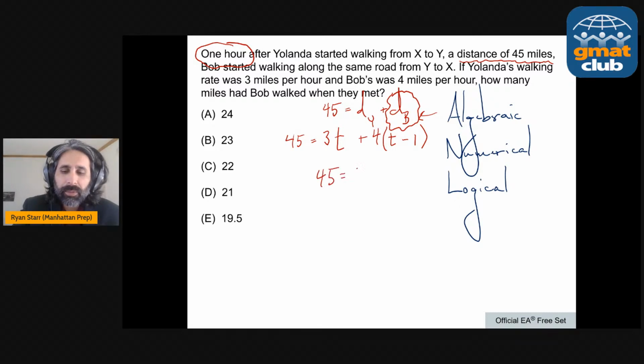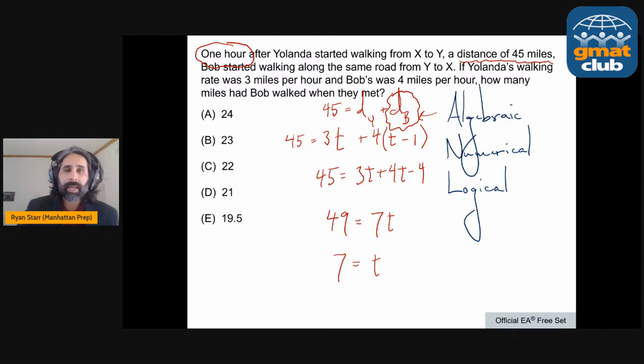45 equals 3t plus 4t minus 4. And combine your like terms. Send that 4 over to the other side. You add the 4 to both sides. It becomes 49. Add the 3t and the 4t. You get 7t. And boom. Divide both sides by 7. t is 7 hours. Now be careful.